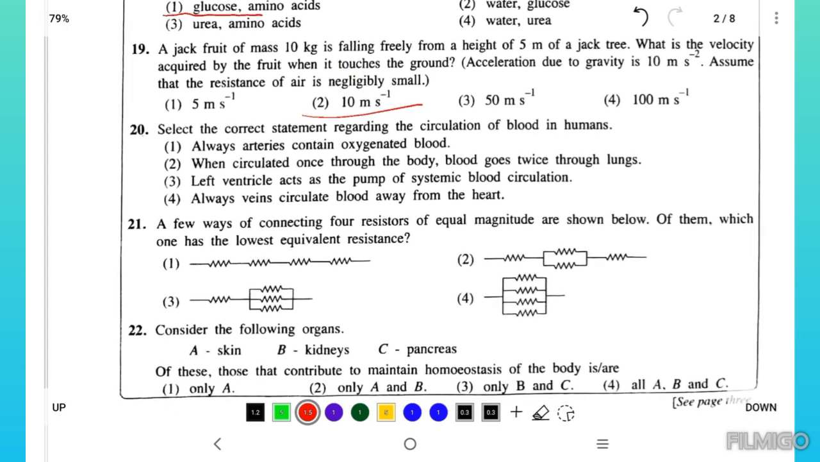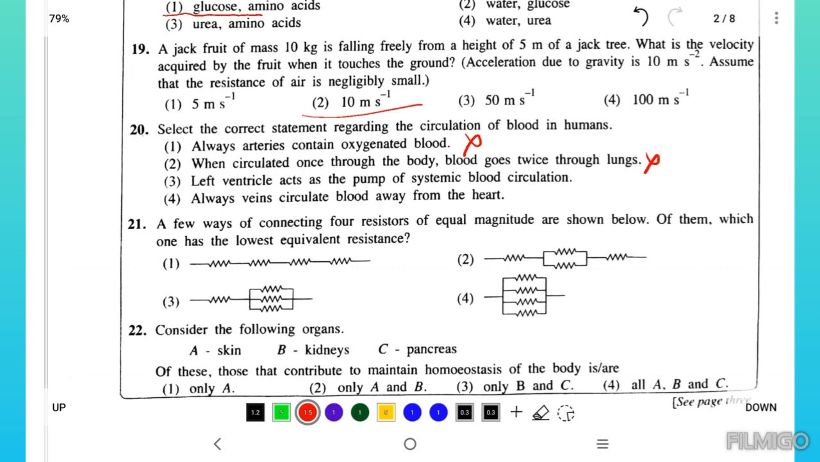Question number 20. Select the correct statement regarding the circulation of blood in humans. Always arteries contain oxygenated blood. No, but what about the pulmonary arteries? They pump deoxygenated blood to the lungs. Second, when circulated once through the body, blood goes twice through the lungs? No, twice through the heart, once through the lungs. Third, the left ventricle acts as the pump of systemic blood circulation.